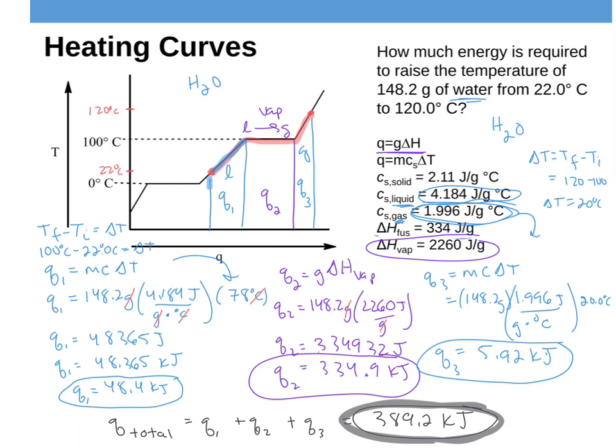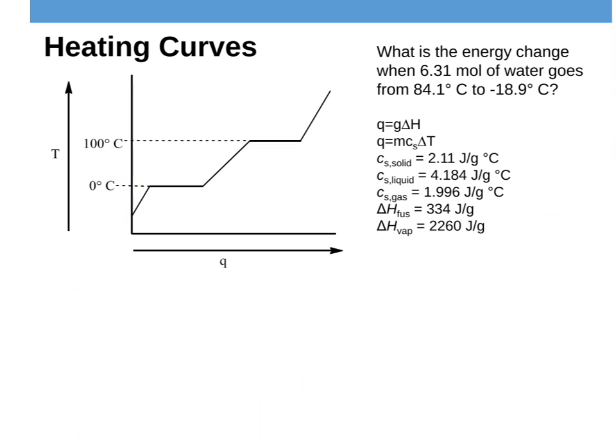That would be the total energy required to do this process, to go from 22 degrees to 120 degrees. And so you see that we've already done the math in previous videos. This is just putting it together, keeping in mind that as you go from one temperature to another, you might be going through a phase change. And if you do, you need to calculate that.